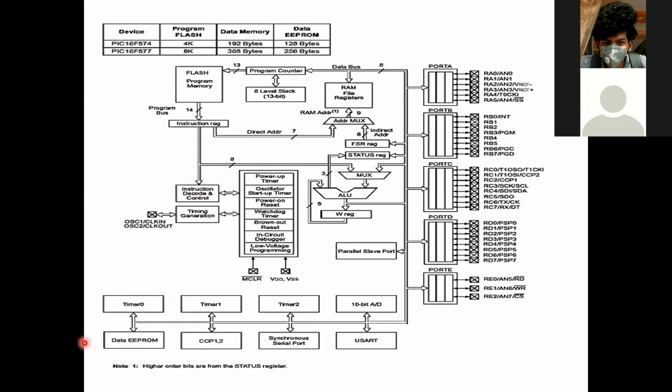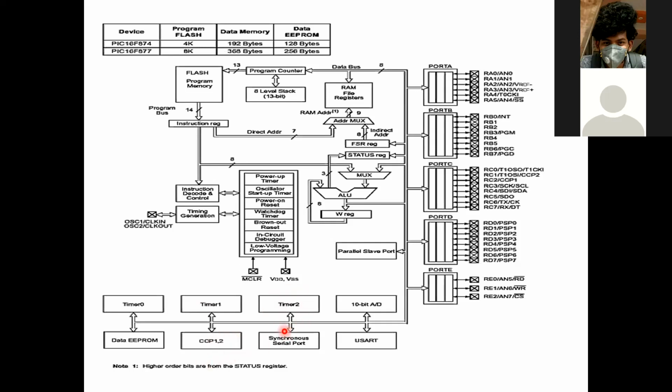Now, how many timer registers are there? Three. Very good. Timer 0 and timer 2 are my 8-bit registers, and timer 1 is my 16-bit register. You all understand? My timer 0 is connected with the data EEPROM, which I have to access. And timer 1 is connected with the CCP, capture compare module. We have two capture compare PWM modules.